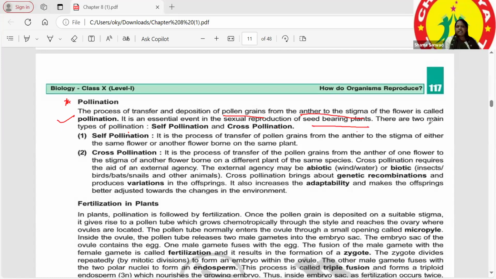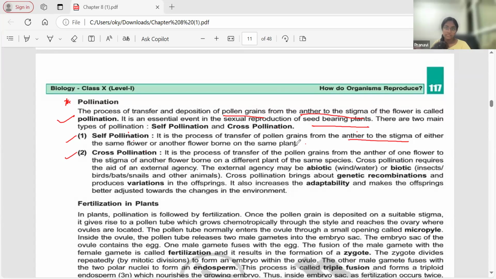There are two main types of pollination: self-pollination and cross-pollination. I already gave you the idea of what they are; now we are going to see the definitions. Self-pollination is the process of transfer of pollen grains from the anther to the stigma of either the same flower or another flower borne on the same plant. It's called self-pollination.